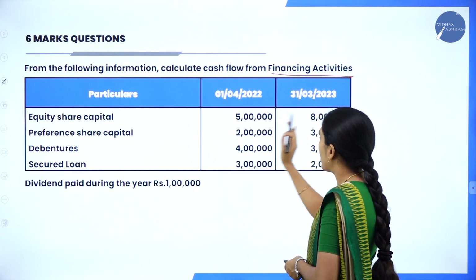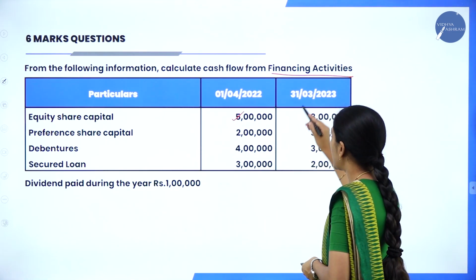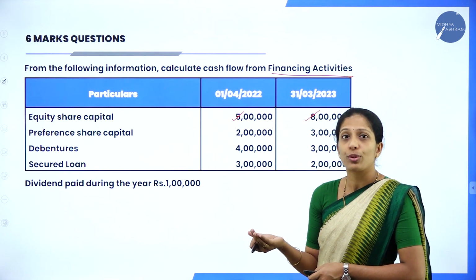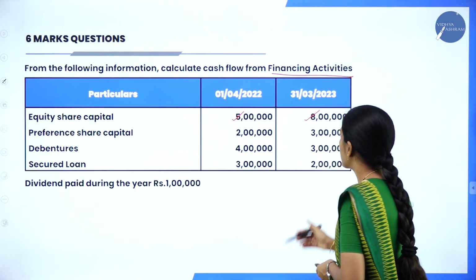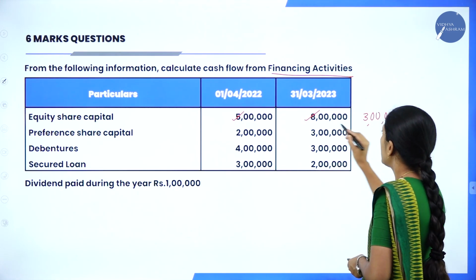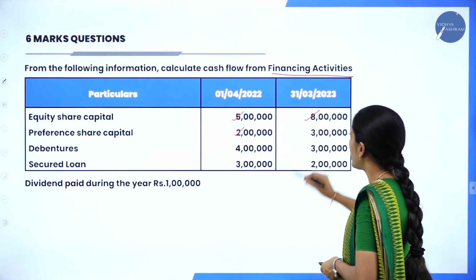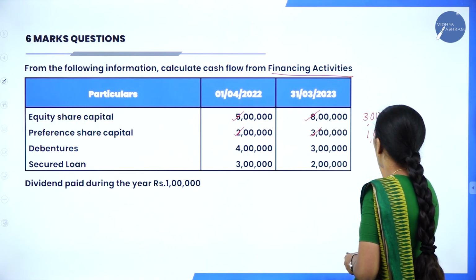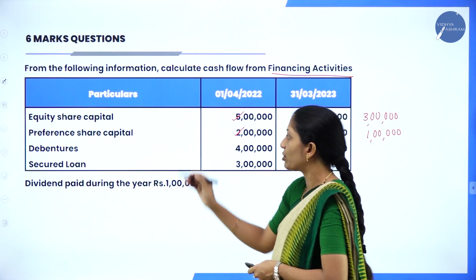So equity share, they have given us 2 years, where in 2022 equity share was 5 lakh and 2023 it was 8 lakh, which means that they have issued the equity share again, so that it has increased to the extent of how much? That is 3 lakh. So that will be your 8 lakh minus 5 lakh. Next, preference share, earlier it was 2 lakh, now it is 3 lakh. Again, issue of preference share, how much? 1 lakh they have issued again. So it has increased. So plus you have to do.